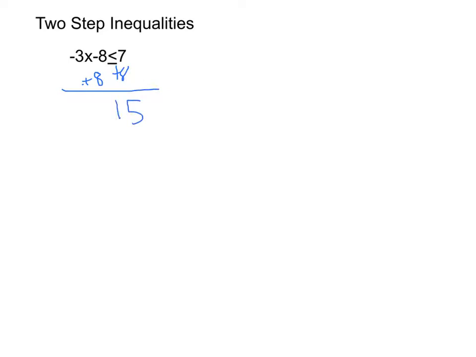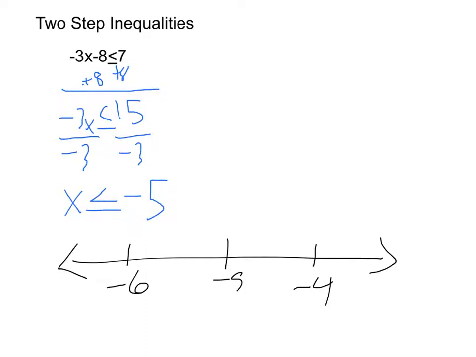So then you'd have -3x is less than or equal to 15. So then you would have to divide by -3, and that would give you x is greater than or equal to -5. This is our graph, and since this one is an equal to problem, you would have to do a closed circle on -5 and have the arrow going to the left.